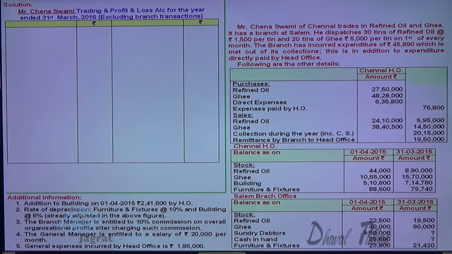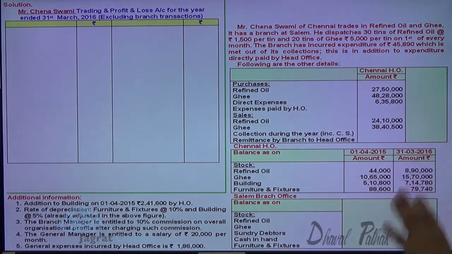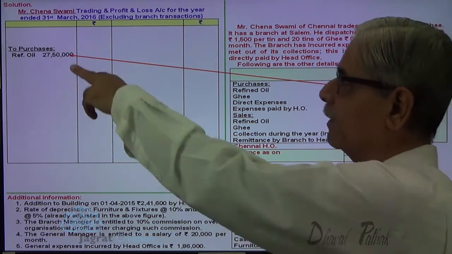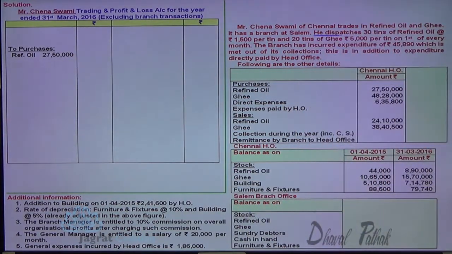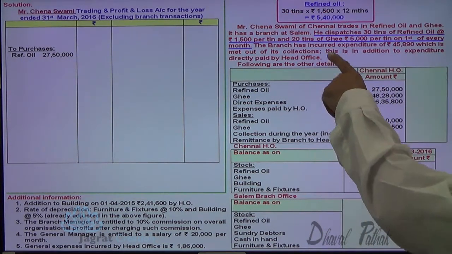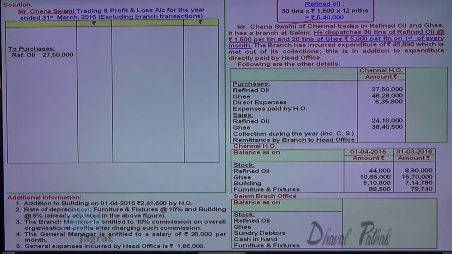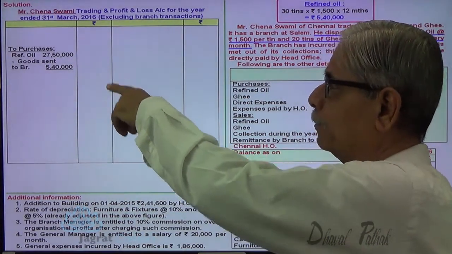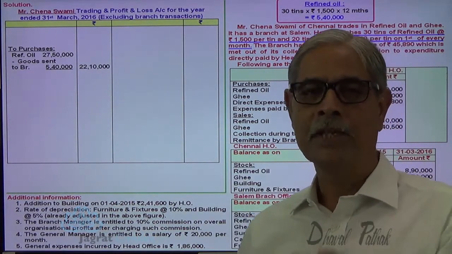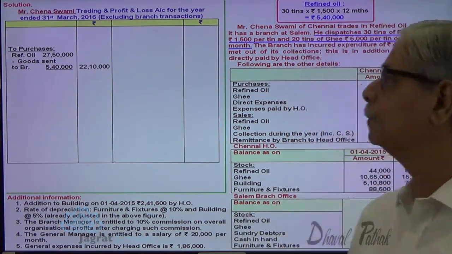So first of all, these branch details are already considered, so no need to consider them once again. Purchases, I write 27,50,000 in the inner column. Goods sent to the branch will be deducted from that, and you know that we have already worked out goods sent to the branch. So refined oil sent to the branch, 5,40,000, is deducted from purchases. So these are the purchases available at HO for sales.